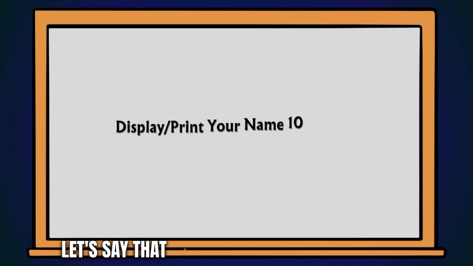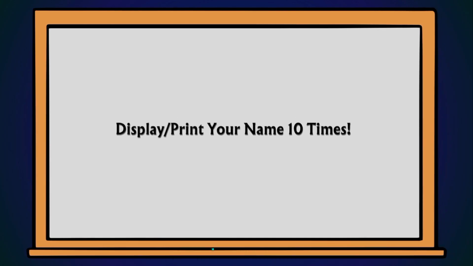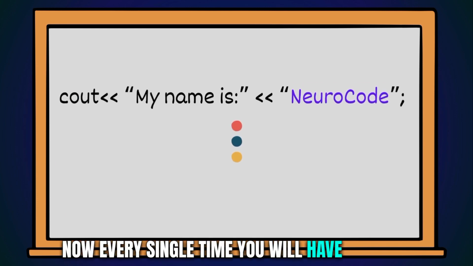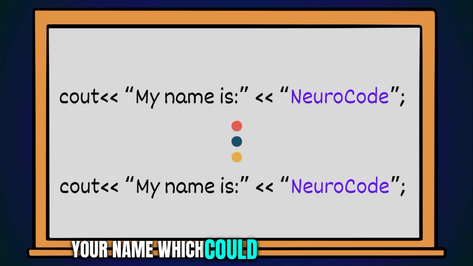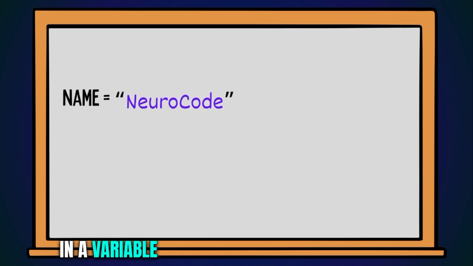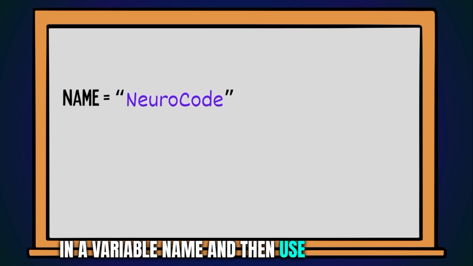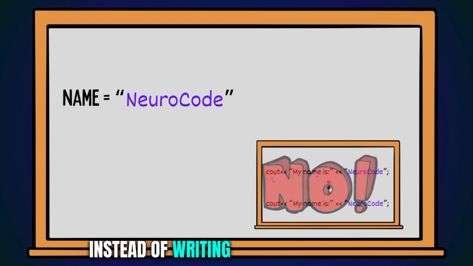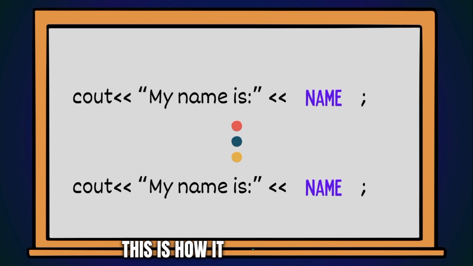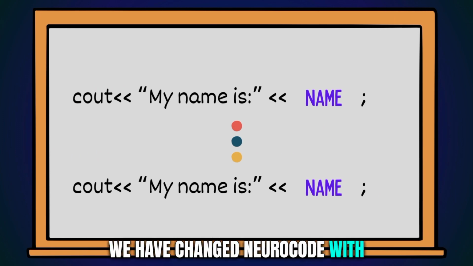Let's say that you want to display your name 10 times. Now, every single time you will have to write your name, which could be time consuming. A better approach is that you store the value in a variable name and then use that variable instead of writing NeuroCode 10 times. This is how it would look like. We have replaced NeuroCode with the variable name.